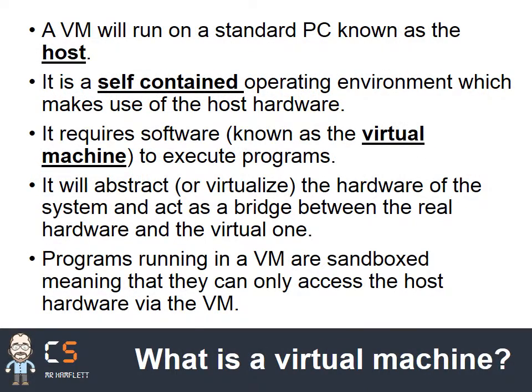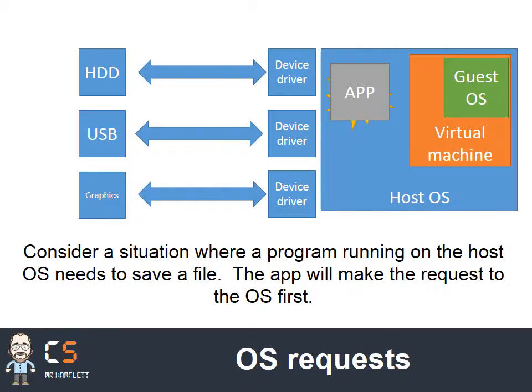So we're going to be looking at what a virtual machine is first. A virtual machine will run on a standard PC and we call it the host. So that's the PC that's running the virtual machine. It's a self-contained operating environment which makes use of the host hardware. It requires software in order to run it, so we call that the virtual machine. It abstracts or virtualizes the hardware of the system and acts as a bridge between the real hardware and the virtual one. And programs running in a virtual machine are sandboxed, meaning that they can only access the host hardware via the virtual. And here's a little diagram to represent it.